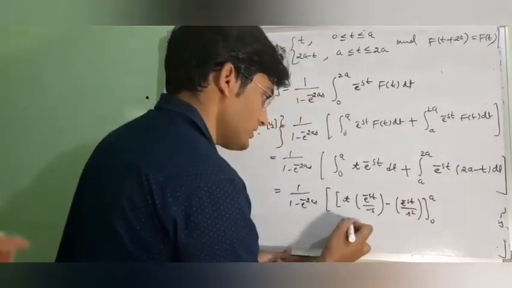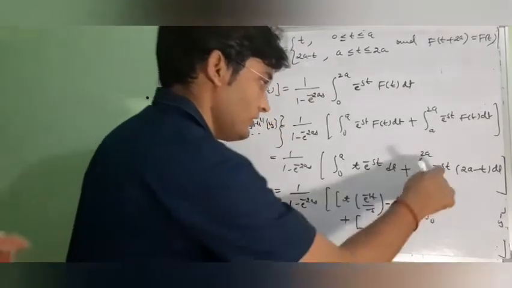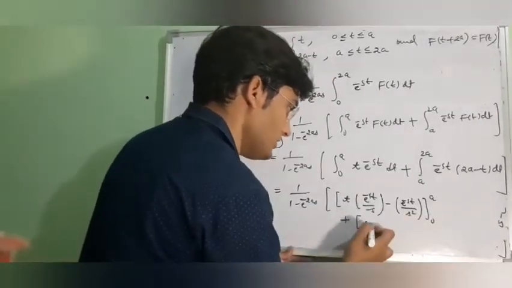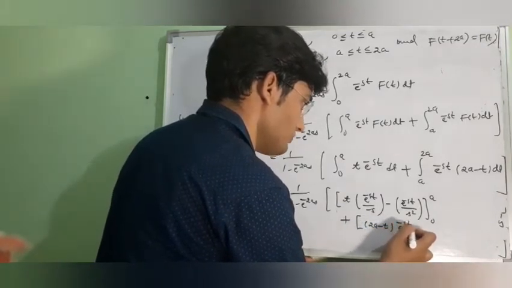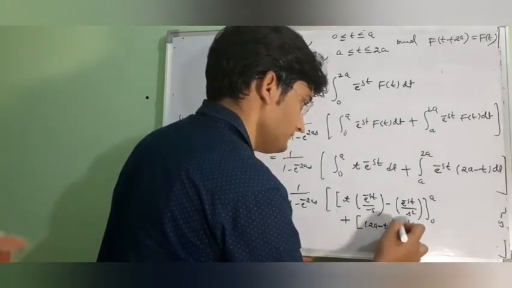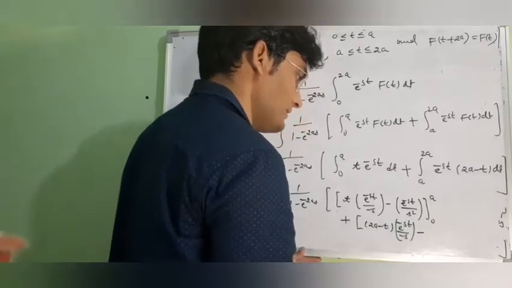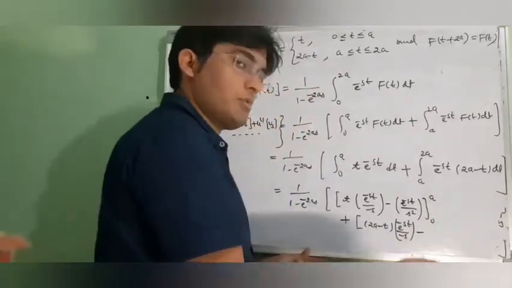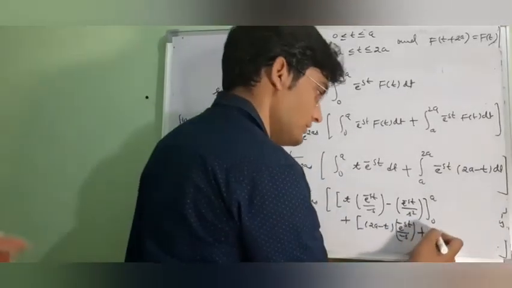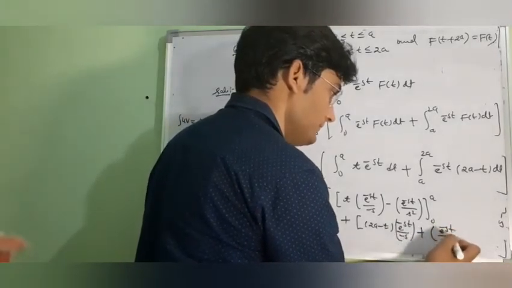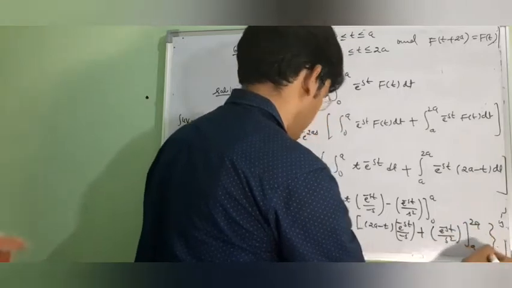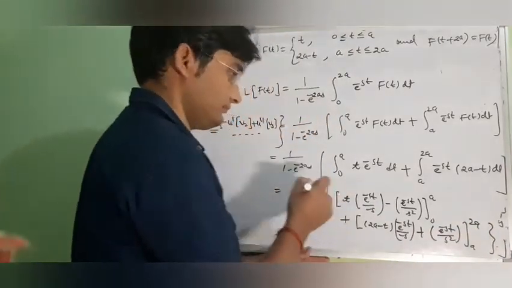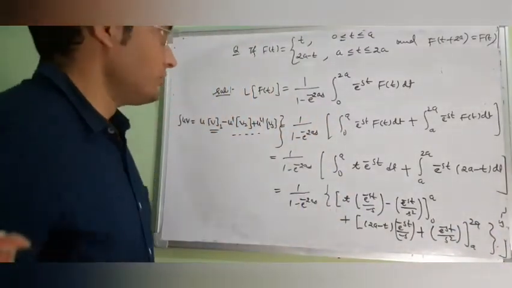And for the second integral, we will have 2a minus t, and then integration of e to the power minus st will be e to the power minus st upon minus s. Then we will have minus sign, and then derivative of 2a minus t will be minus 1, so this will be your plus, and then integration, and limits from a to 2a. So let us solve this one.